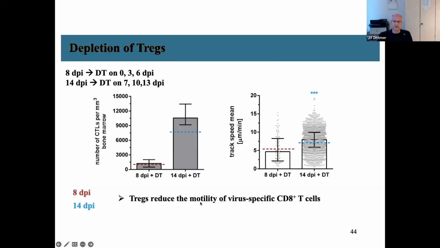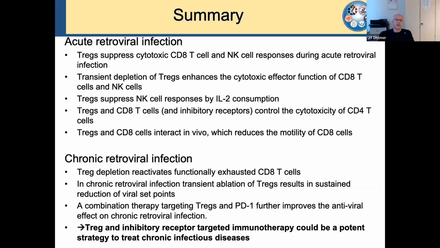So Tregs reduce the motility of virus-specific CD8 T cells in vivo. Okay, and with this, I would like to sum up the most important results that I showed you. I showed you that Tregs suppress cytotoxic CD8, and I didn't show you that, and NK cell responses. Also, NK cells are suppressed. I didn't show you the data.